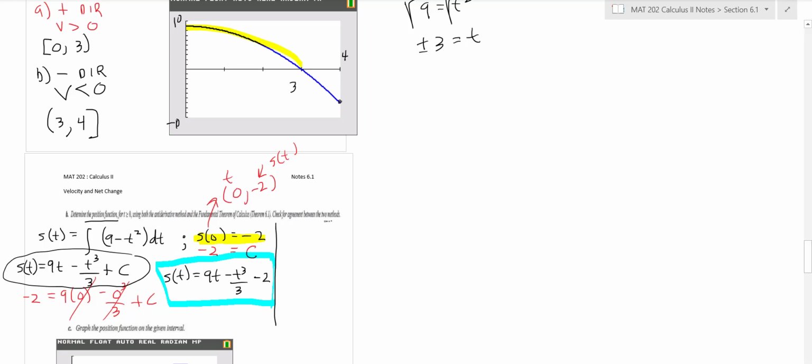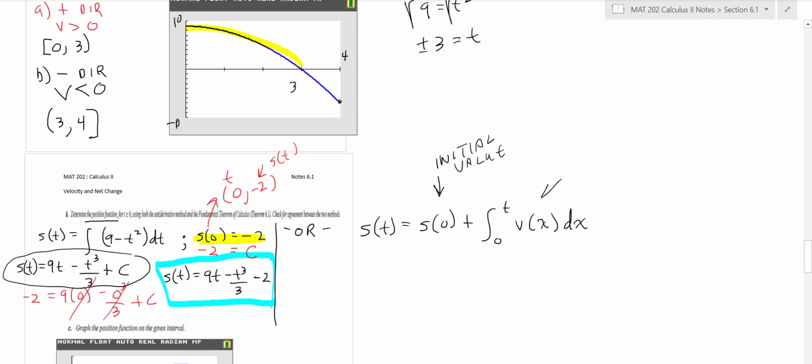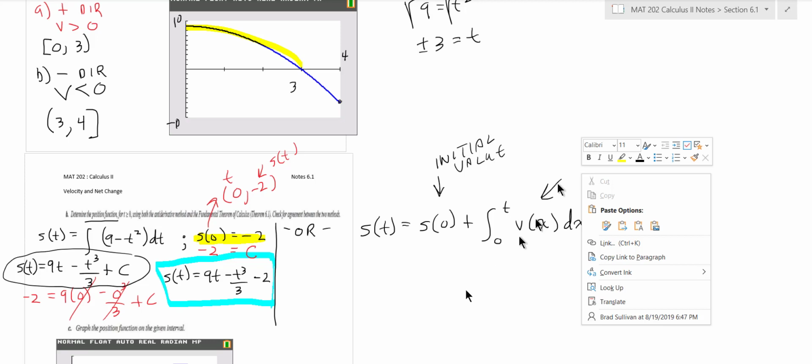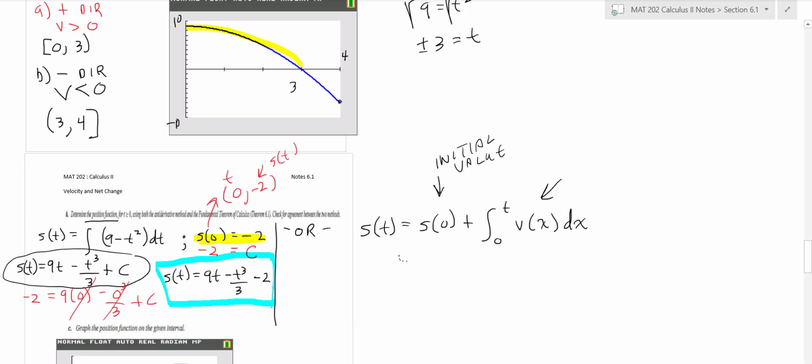Okay, now here's the second way to do this. The second way is to use this formula. Most of the time I don't use this formula. I just do it like this. I find it just as easy to do it that way. So the formula we're going to use is this one, and we talked about this a little bit earlier. You can build a position function by doing this. That is the initial value, and then this is the integral, doing the antiderivative. All right, so let's put this together.